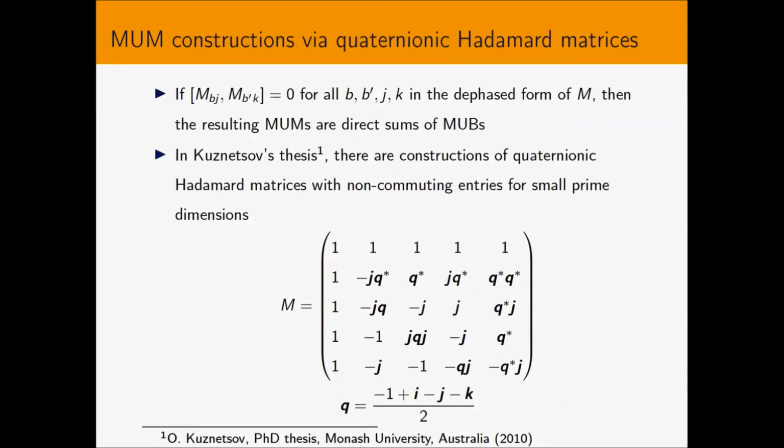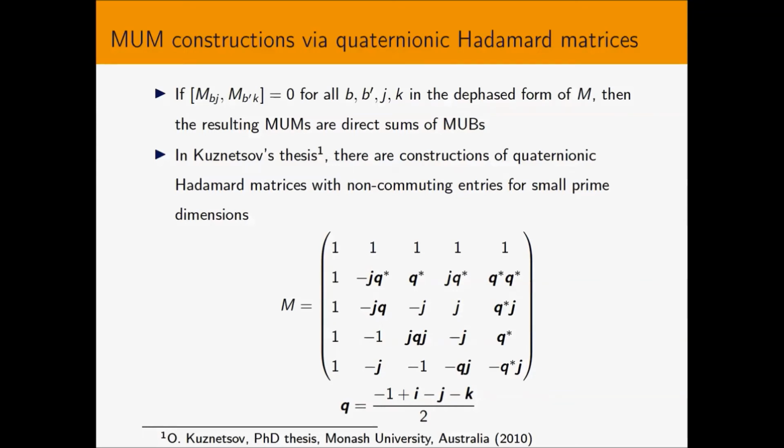These are just the quaternion units, right? J is one of the units, and Q is an equal combination of the units. And it's clear that, for example, J and the conjugate of Q do not commute. So if I map this now to a Hadamard matrix of unitaries, I get MUMs which are not direct sums of MUBs. And we can construct many other such examples from these small prime dimensions.